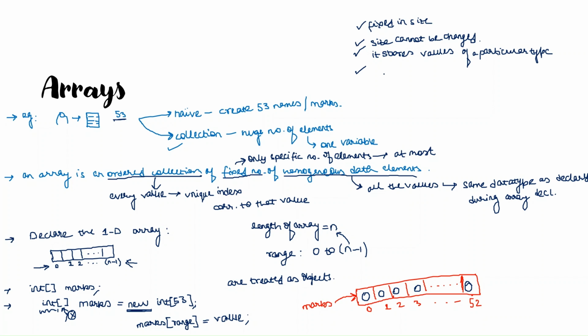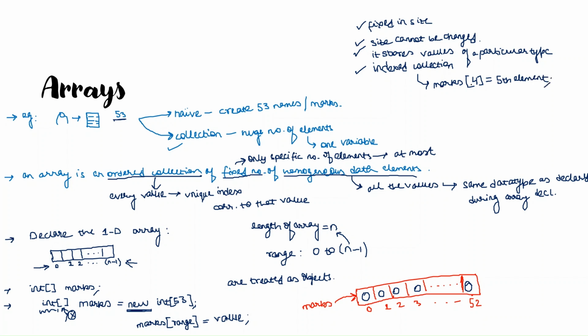Fourth thing, it is an indexed collection. Which means that if you want to access a given value at a given position, you can just access that value by saying, this is my marks variable which stores the starting point of the array, and from that starting point I want to access the fifth element, so I will write 4 and I'll get the fifth element.